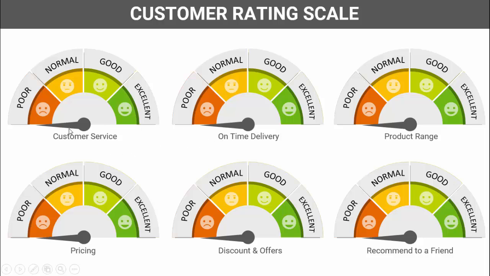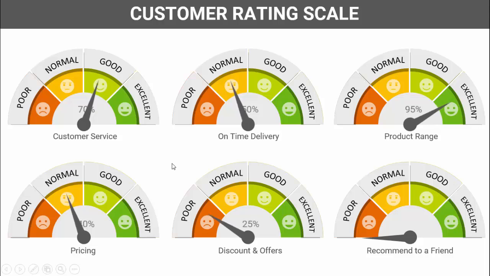When I click, you can see this needle will move to the specific point and then it will reveal the percentage. When I click, you can see here the customer service is good, it got a 70% score, and then on-time delivery is normal, 50%, product range is excellent, 95%, and then the pricing is normal, 40%, and then here the discount and offers is poor, it's got 25% only, and then recommend to a friend is normal, it's 50%.